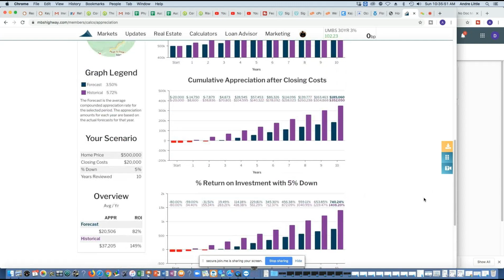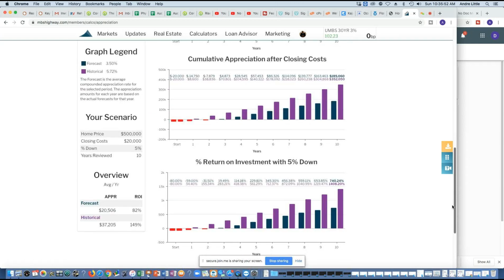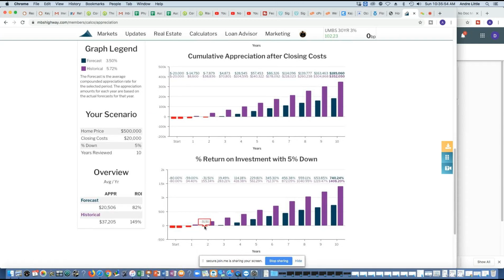Now, this is what's staggering. It shows here that first 2 years, you haven't made any return on your investment. After 2 years, you're what I call in the money. This shows here the growth rate over 10 years. The return on investment will be 1,408.2. That's a 1,400% return on investment.